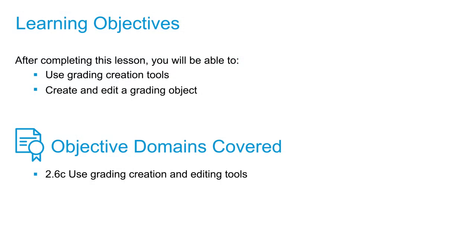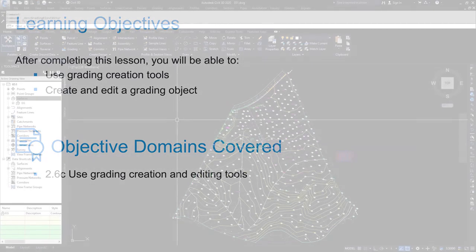In this video, we're going to discuss using the grading creation tools. We're going to go ahead and create and edit a grading object. We're going to use create infill. We're also going to look at a couple of different grading criteria and use those to create some grading objects. And then we're going to look at the grading editor and panorama view. And we're going to talk about editing grading groups using grips.